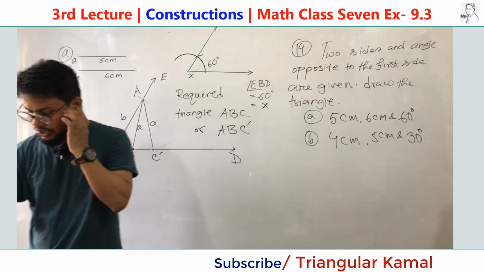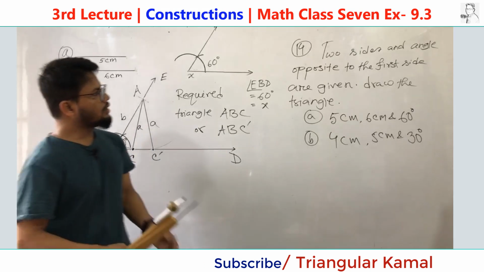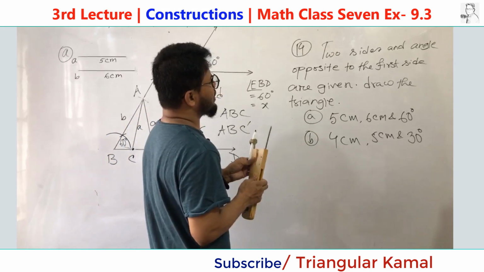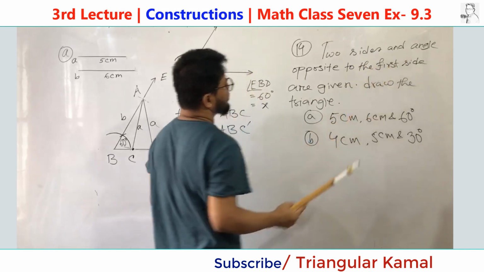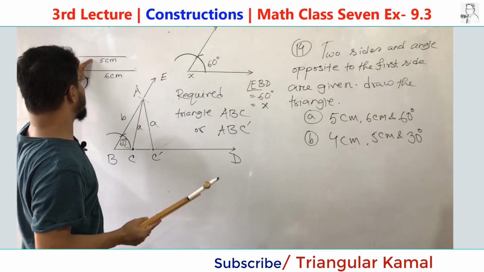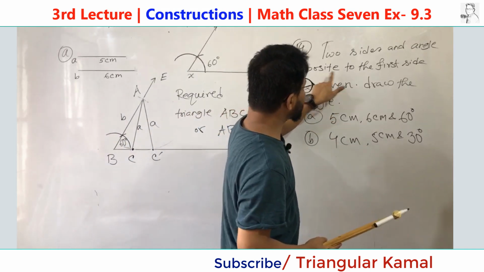So dear students, first step, give attention. There are two pieces of information here, two sides. First of all, two sides, 5 centimeters and 6 centimeters. And the second information, the angle opposite the first side.